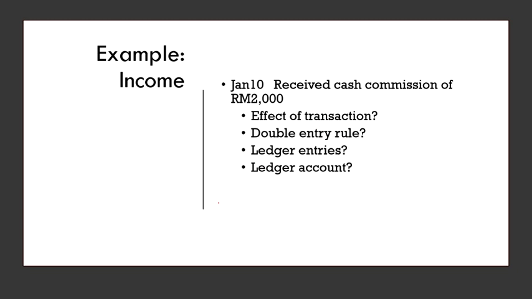The example is income. On 10 January, received cash commission of 2,000. Receive cash, so of course your cash will increase. Commission of 2,000, so commission you pun increase.